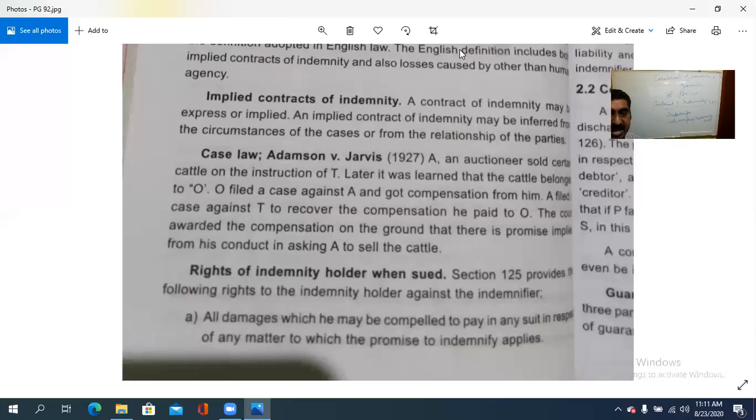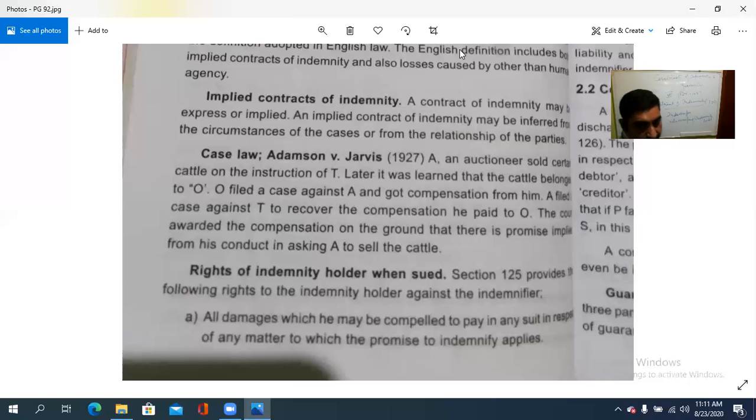While the second is the rights of the indemnity holder when sued. What are the rights of the indemnity holder? That is, the person who is compensated at the time of a case being brought against him. Section 125 provides that. Section 125 provides the following rights to the indemnity holder against the indemnifier. The indemnity holder can sue the indemnifier in some cases.